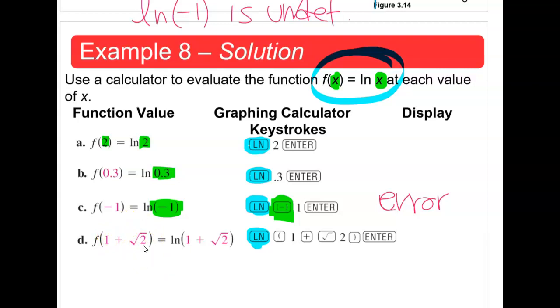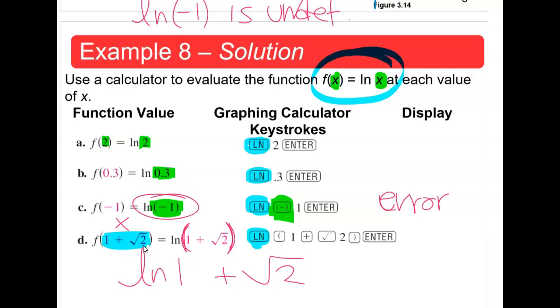that is an irrational number. So that is very important that you enter it in parentheses, because you don't want the calculator to only calculate the natural log of 1 and then add the square root of 2 after. So if that is the x value that they want you to calculate the natural log of, make sure you use parentheses around it. And I already told you this one will be an error.